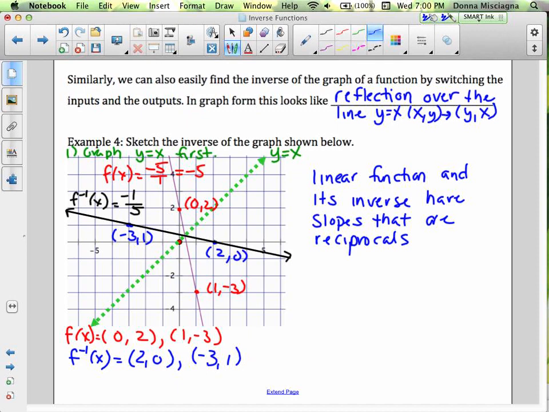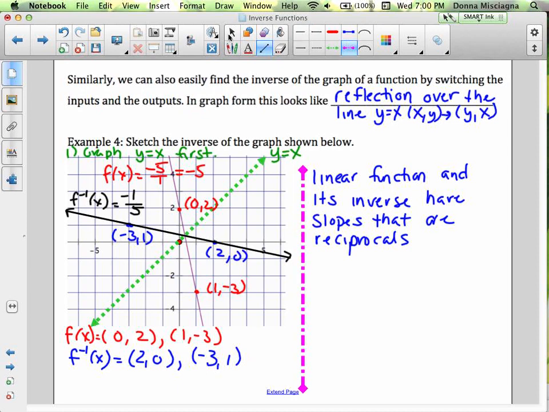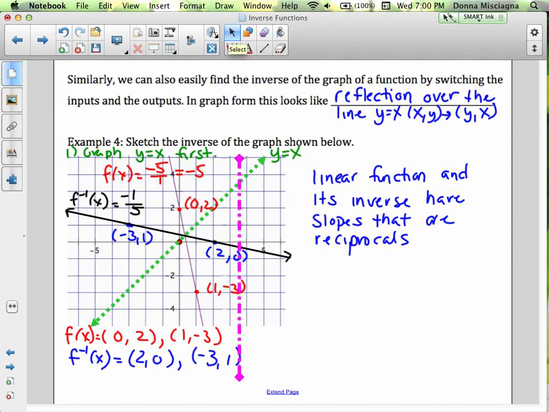first of all, does our original function, and I'll take a purple line here, the purple line, pass the horizontal line test? Right? Do I go through more than one point? Oh, excuse me. That would really help if it was a horizontal line. Let's try that again.